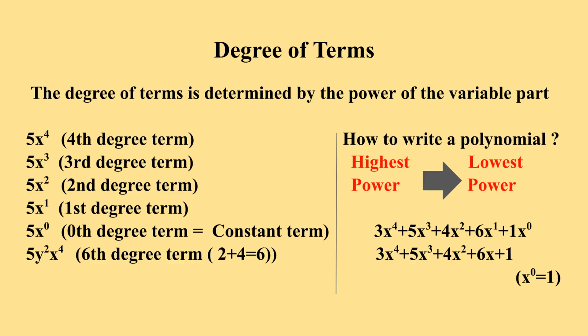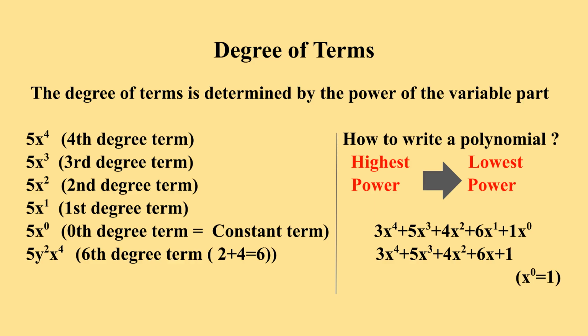Next, degree of a term. Degree of a term means the power of the variable part. As we have, power of x is 4, degree of term is 4. Power of x is 3, the degree of term is 3. Power of x is 2, degree of term is 2. Power of x is 1, degree of term is 1. The power of x is 0, the degree of the term is 0, which is also called a constant term.